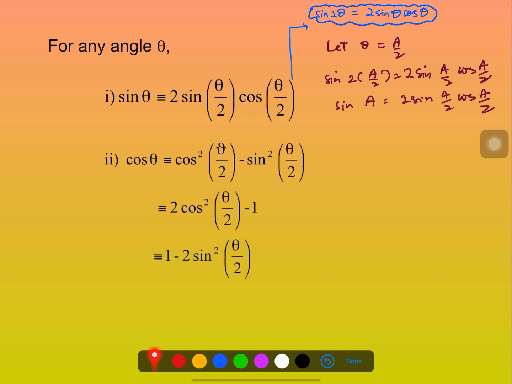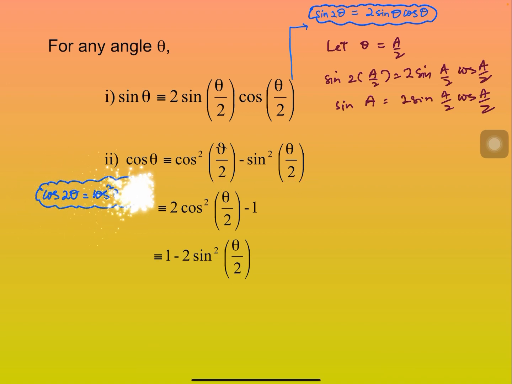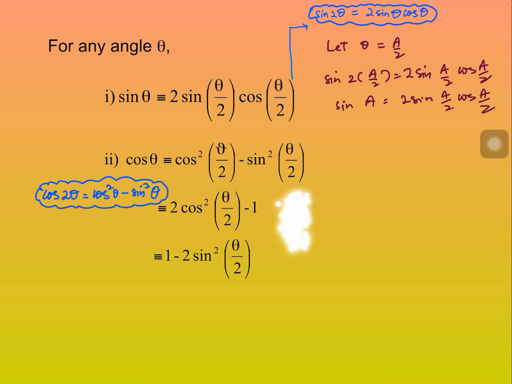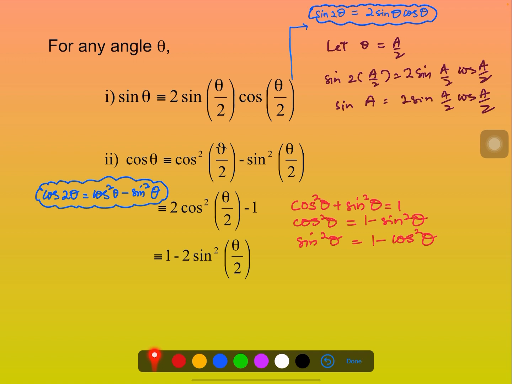As for cos theta, we have 3 equations for it. The first one is cos square half theta minus sine square half theta. This is coming from the double angle of cos 2 theta equals cos square theta minus sine square theta. From the identity, we have cos square theta plus sine square theta equals 1, and cos square theta equals 1 minus sine square theta, and sine square theta equals 1 minus cos square theta.